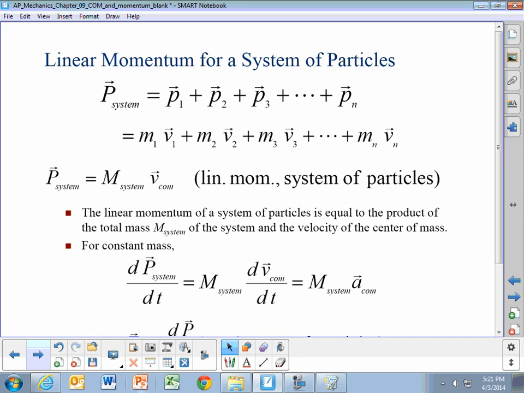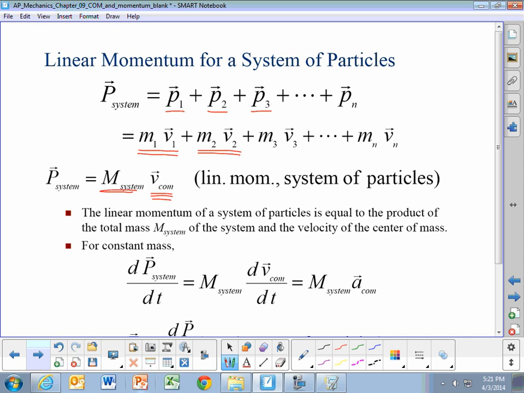So the momentum of the system would be the momentum of object 1 plus the momentum of object 2 plus the momentum of object 3. Again, remember these are vectors, so we're adding these momentum vectors together. But momentum 1 is mass 1 times its velocity. Momentum 2 is mass 2 times its velocity, and so on. So you're adding all of those momentum vectors together. And it works out that this could be written as the total mass of the system times the velocity of the center of mass of the system.